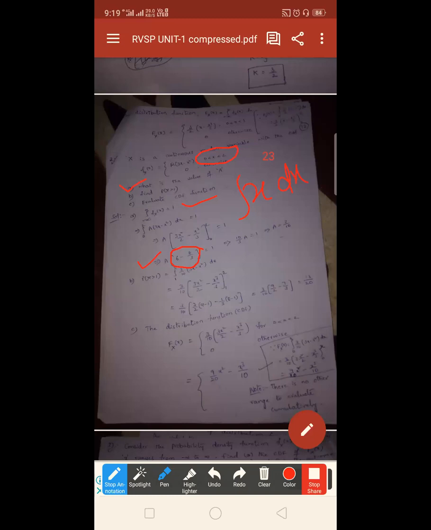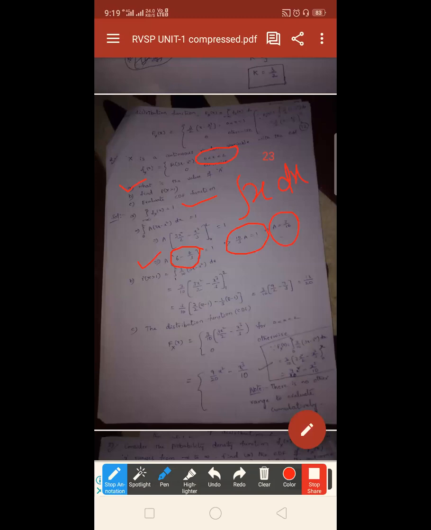Take the LCM. 3 is the LCM here. 3 sixes are 18, 18 minus 8, 10 only, na? So 10 by 3. Capital A into 10 by 3 is equal to 1. That is the next step. This implies capital A becomes 3 by 10. So this is the value of A, isn't it?